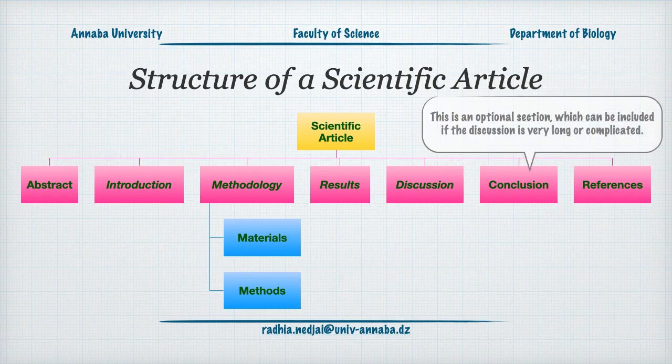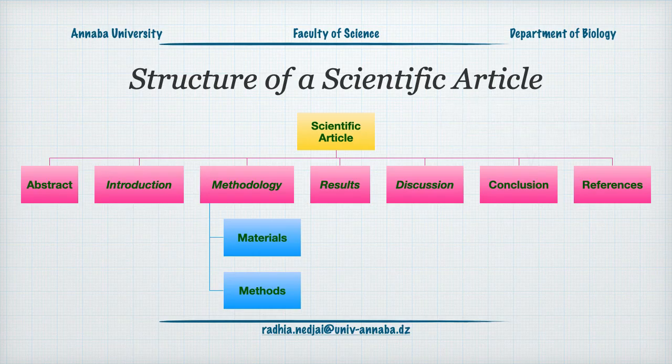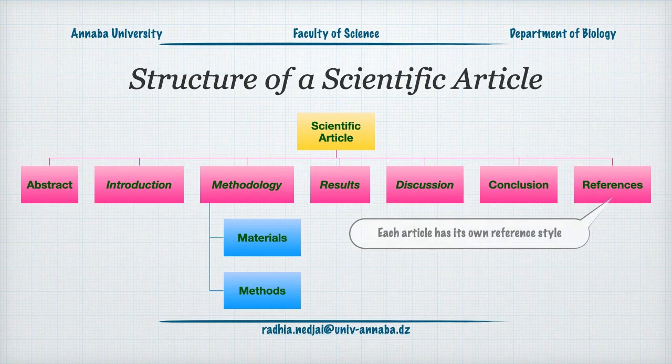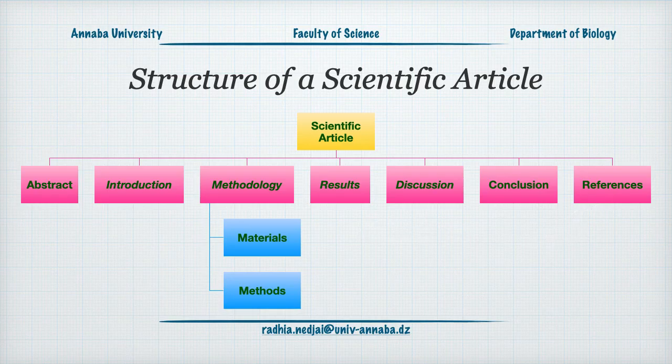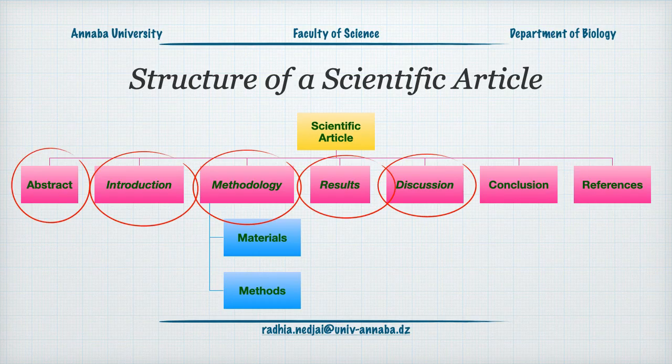For the conclusion section, it's optional, but it's useful when the discussion is long or complex. It summarizes the main findings of the study. Concerning the references, each article has its own reference style. Most articles, like original articles that have lab work, are divided into 5 sections: the abstract, the introduction, the methods, result, and discussion. However, the other sections are not necessary, and they are facultative.